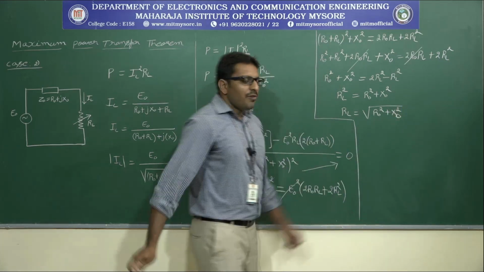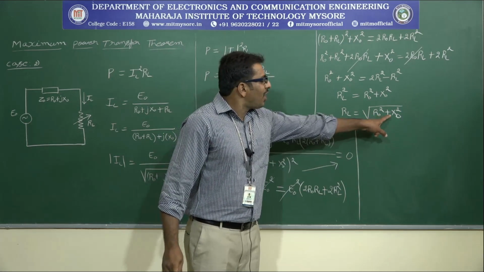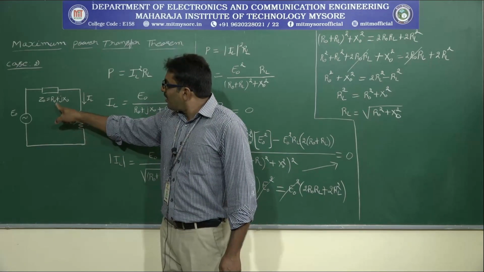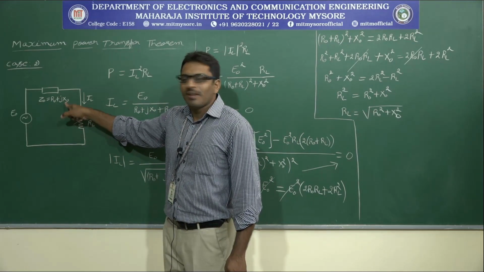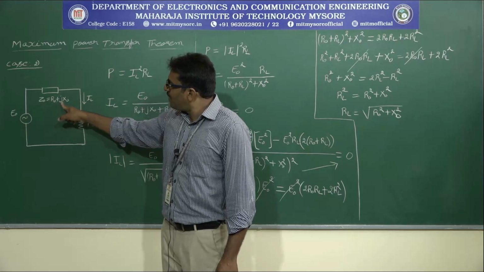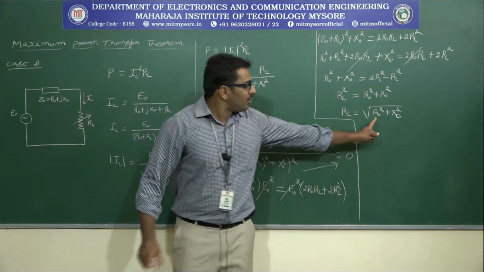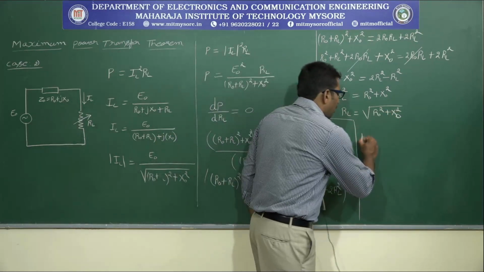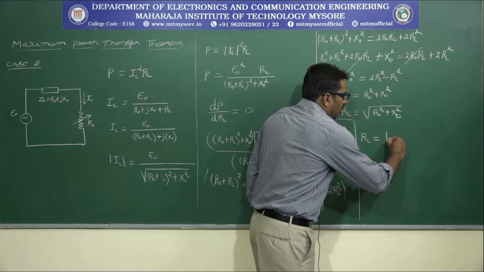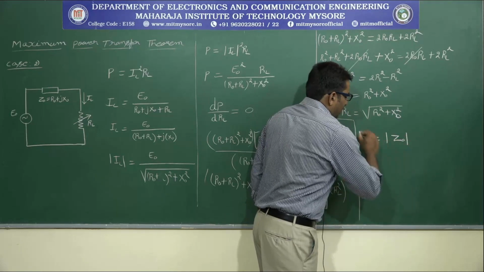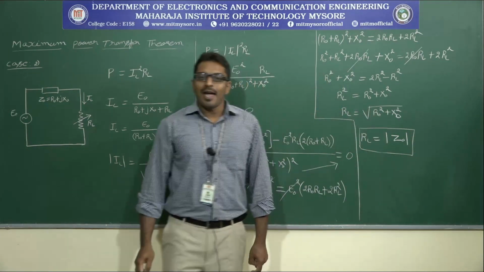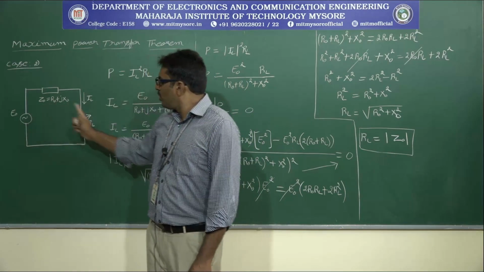X naught square. What is square root of R naught square plus X naught square? See, internal impedance is R naught plus JX naught. What is the magnitude of this R naught plus JX naught? Square root of R naught square plus X naught square. Therefore, RL is equal to magnitude of Z naught. This is the condition where we can transfer a maximum power from source to load.